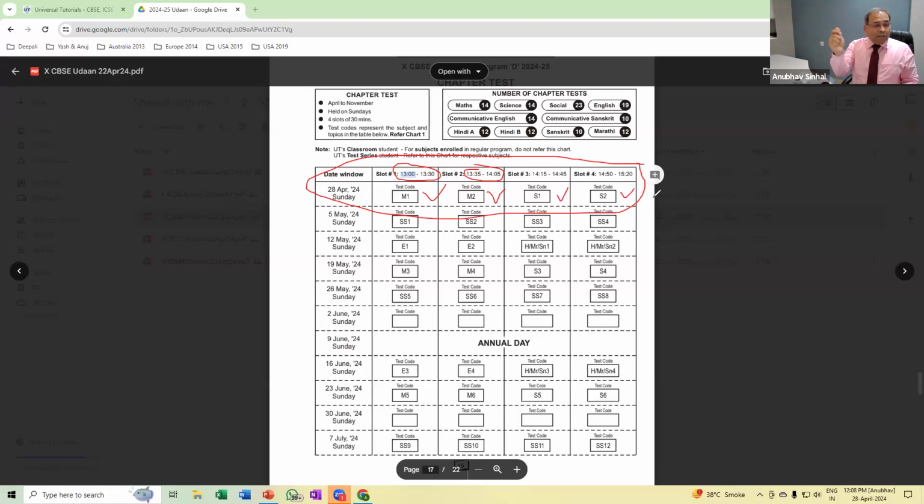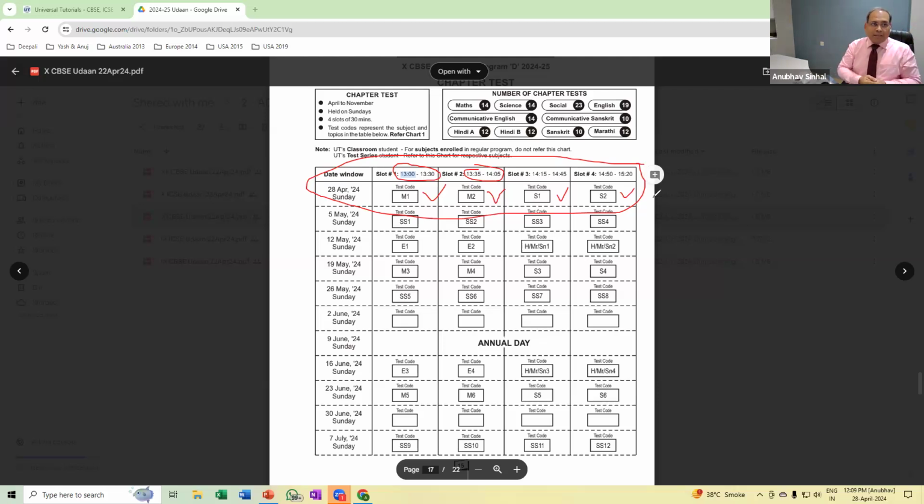Do you have to inform them in advance? No, you don't have to inform them. You walk into the UT center, tell them that you don't want to write M1, I have to write M3. They'll give you. But you cannot change the subject at physical center. Physical center mein you can change the topic but not the subject. So today if it's M1, then you can only write maths, all topics of maths.